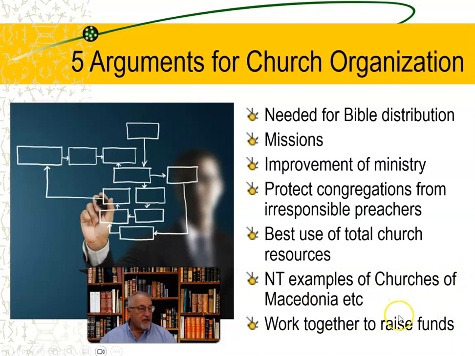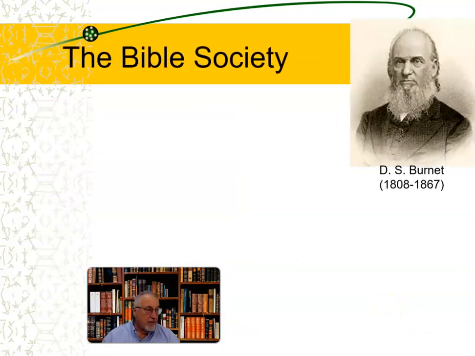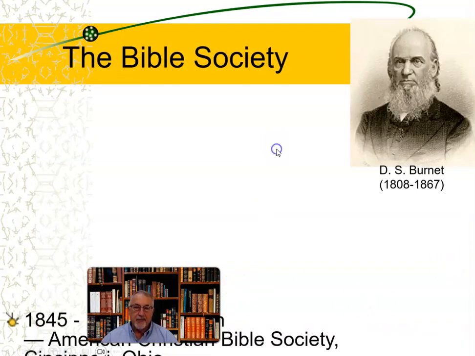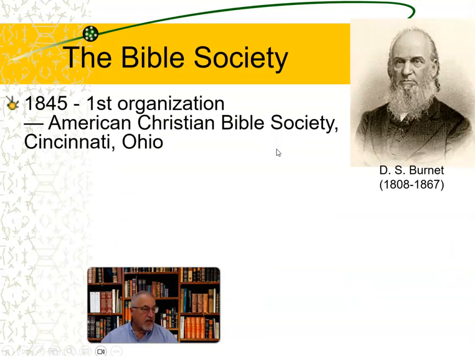Of course, there's a lot of fear there. The fear is who's going to control this and what's going to stop this from being something that'll get out of hand and start to try to take control of everything. Well, the very first organization then, I guess we could say, is the Bible Society in 1845. It was called the American Christian Bible Society. Starts in Cincinnati, Ohio.